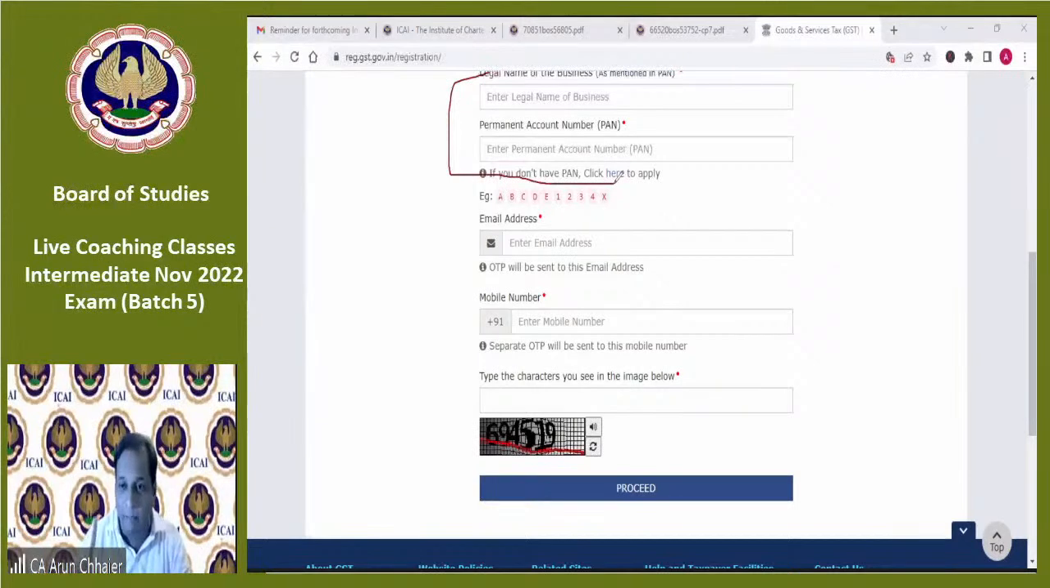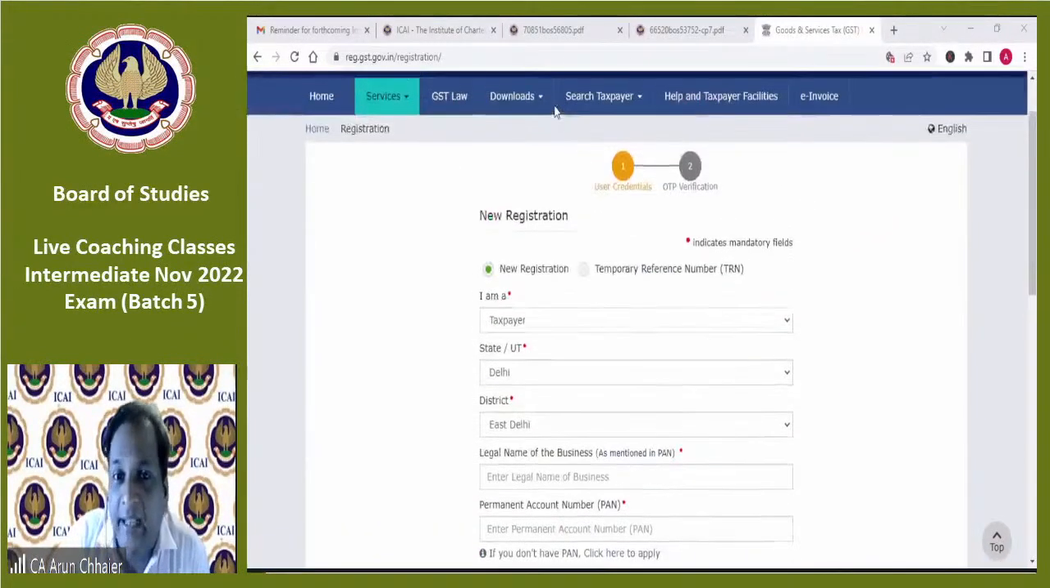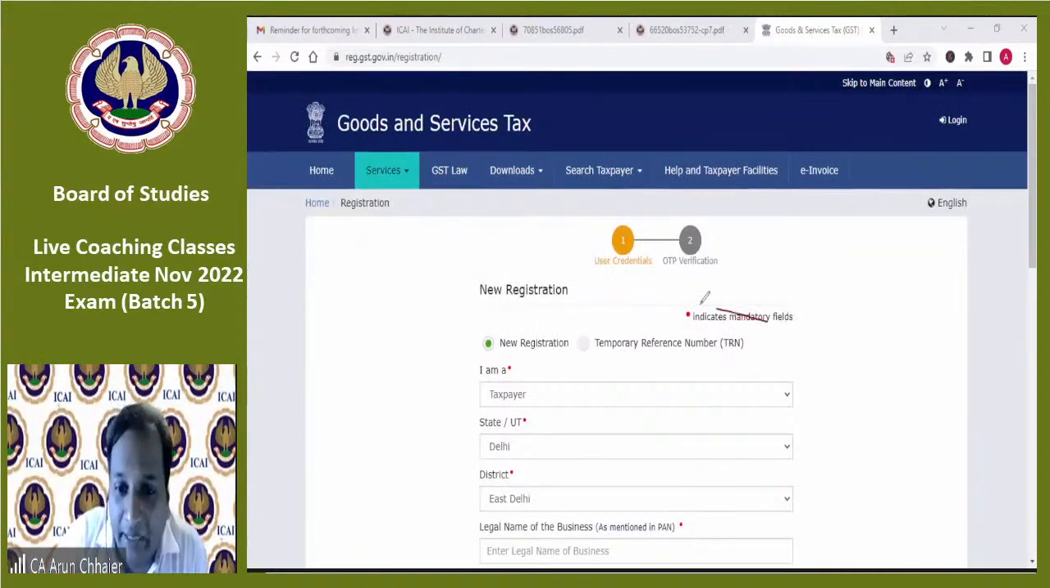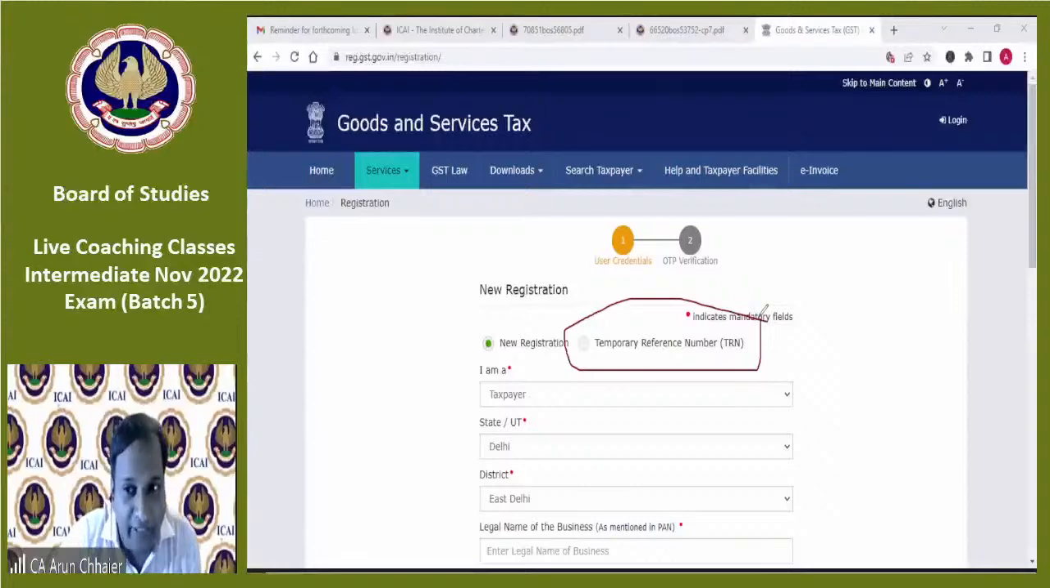First time, separate OTP will be sent, a separate OTP on the email and a separate OTP on the mobile. First time you need to enter the email and mobile number OTP separately. And once you submit, it will be successfully verified, which means Part A is completed, and they will issue the temporary reference number, TRN. It is valid for 15 days.